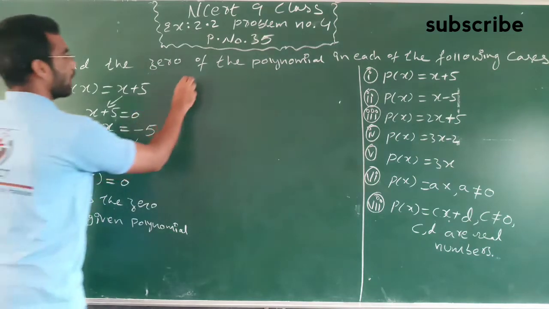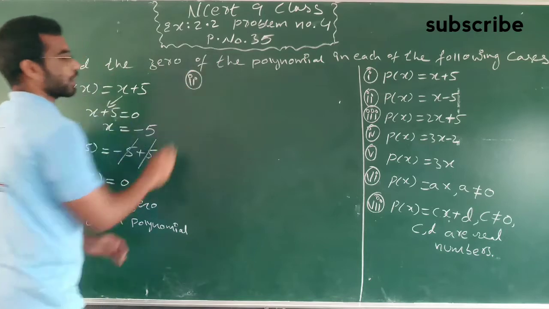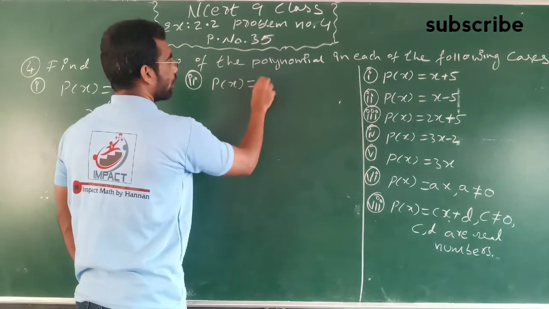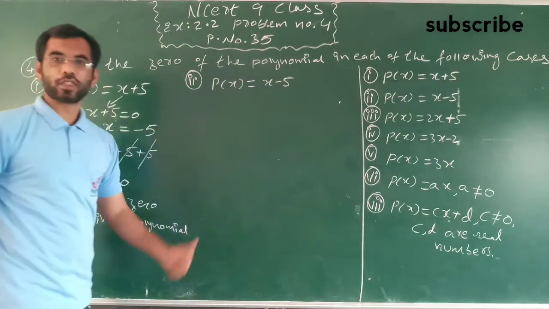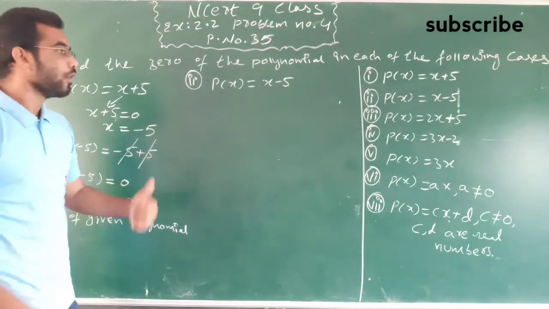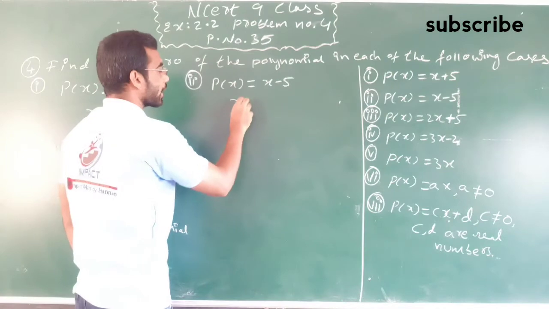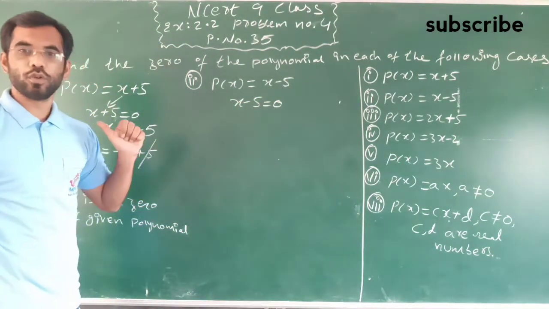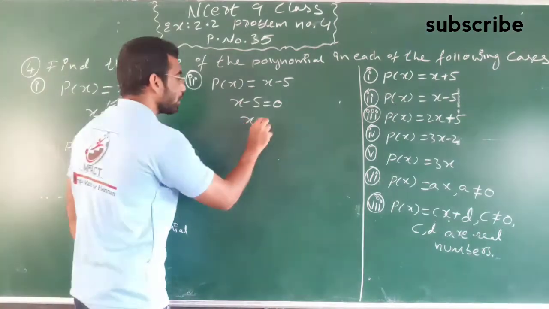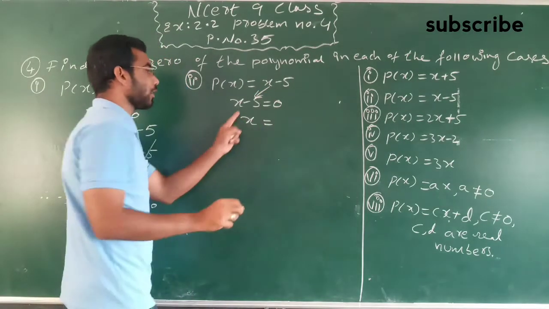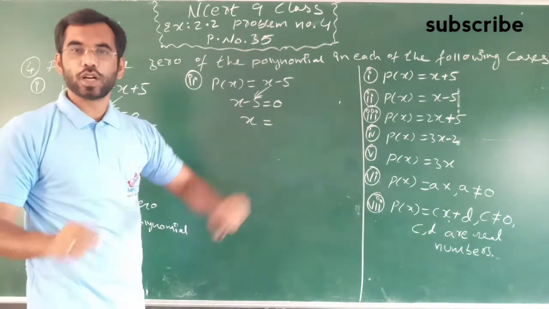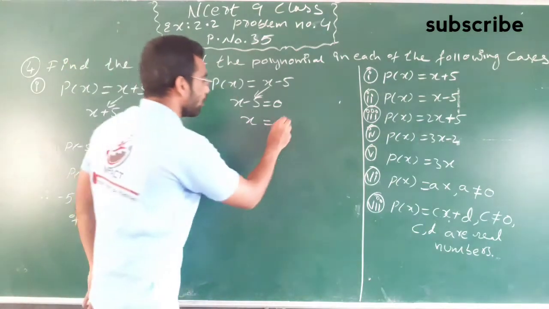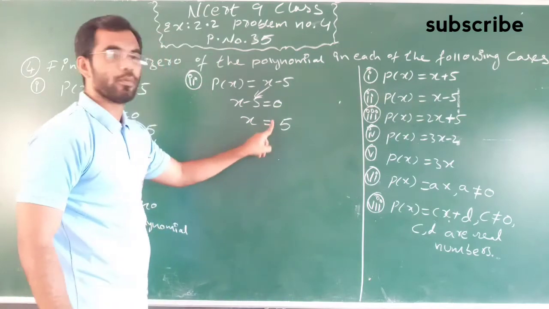For the second, what we have to do? Same as the first one. P of x equal to x minus 5. We should take x minus 5 is equal to 0. Now x is equal to, can I send this minus 5 towards the right hand side? If it is minus 5, it will become plus 5.